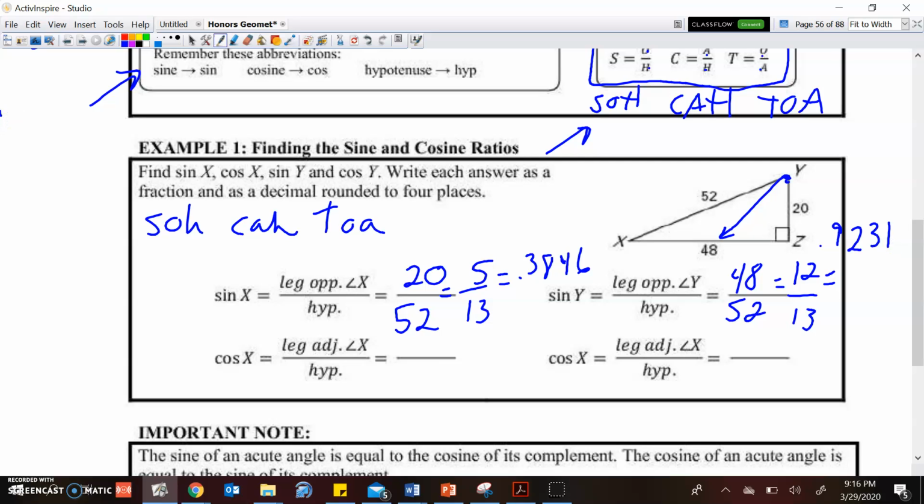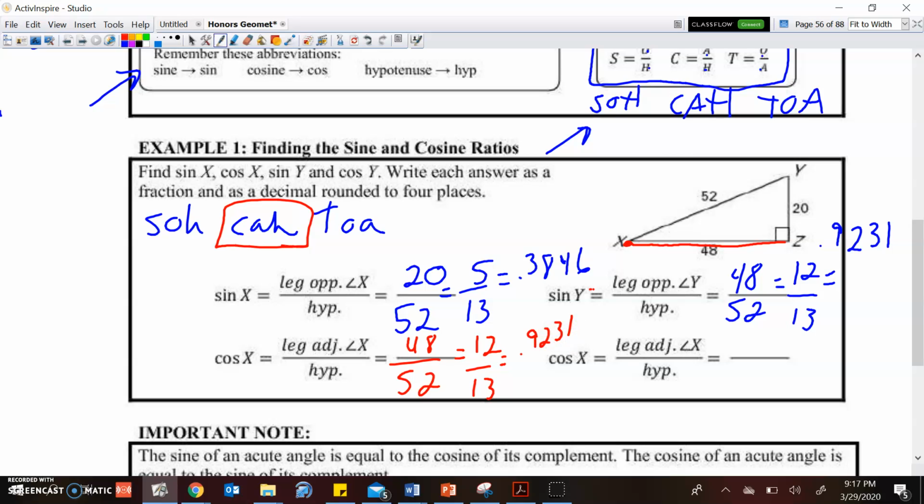All right, now let's try the cosine. I'm going to do this with a different color. Cosine from angle x and then from angle y. So the cosine from angle x, the cosine is the ratio adjacent over hypotenuse. So my adjacent side is 48 and my hypotenuse is 52. So that actually should be familiar. We just did that with sine of y. That's going to give me 12 over 13, which is the same as 0.9231.